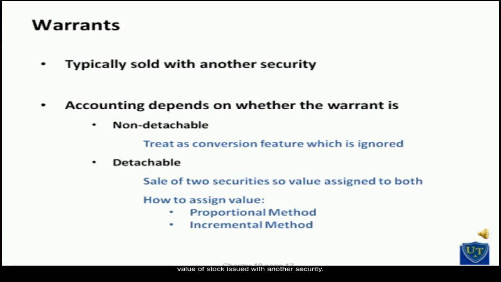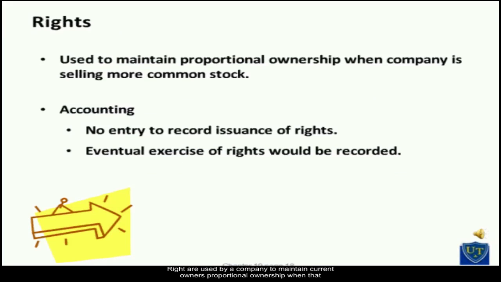Rights are used by a company to maintain current owners' proportional ownership when that company is going to sell additional shares of common stock. From an accounting perspective, we do not record anything related to the issuance of the rights. If the owner of the right decides to exercise it, the exercise would be recorded as a sale of common stock.